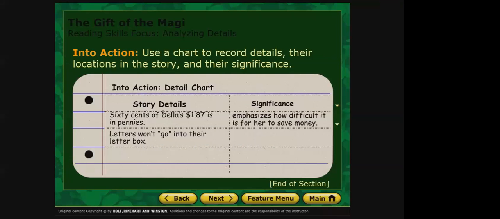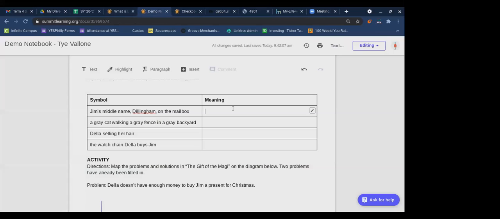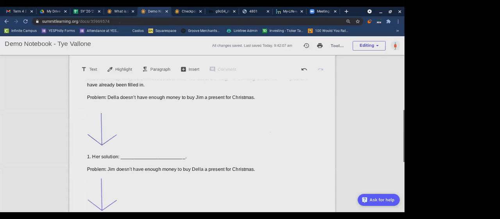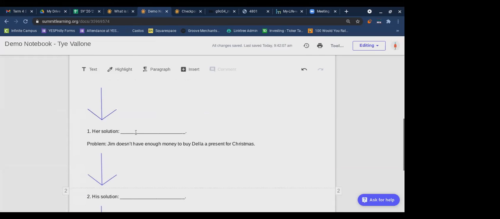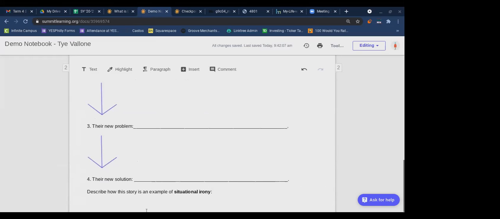One of the details is that 60 cents of Della's $1.87 is in pennies. So that tells us how difficult it is for her to save money. So we're doing things kind of like that, right? And we're going to go through the first one of these together this morning before we leave, so you guys have an idea of what to do. Then the second thing you're doing on this checkpoint is mapping out the plot and detailing how this story is an example of situational irony.